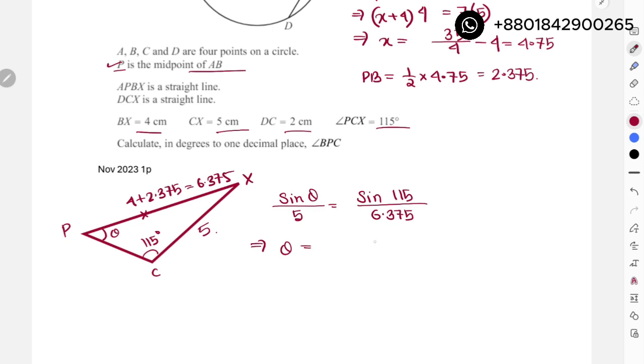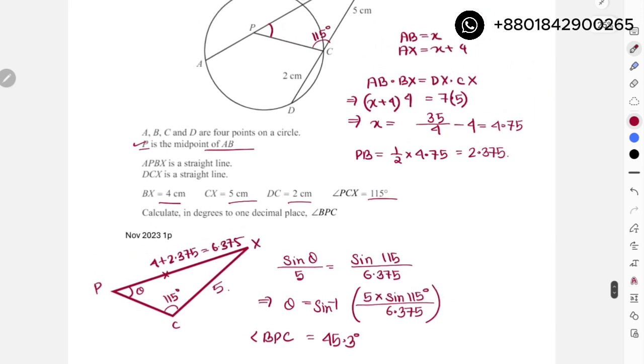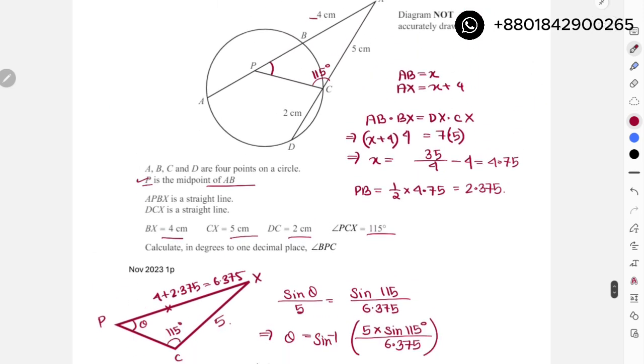That is just going to be theta equals 5 sine 115 degrees divided by 6.375, and everything with the sine inverse function. So you get sine inverse of 5 sine 115 divided by 6.375, and that gives you 45.302, or in that case, 45.3 degrees, right? So that is your final value for BPC. So this is it. We're done with this question also.